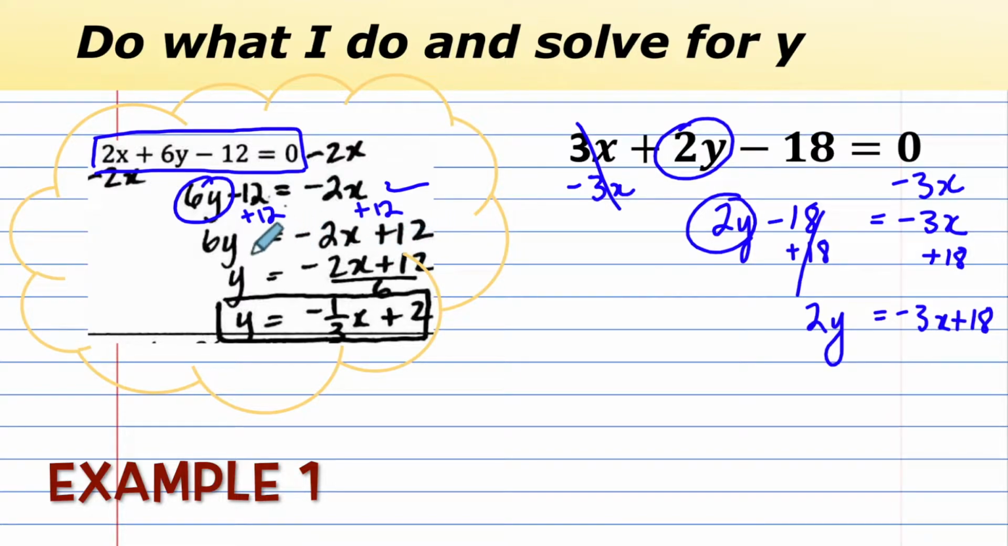And now what happened? We went from 6y to y. That's a divide by 6, isn't it? What you do to one side, you do the other. So that's what we'll do over here. Divide by 2, divide by 2. Y is equal to negative 3 halves x plus 9 is what it is.